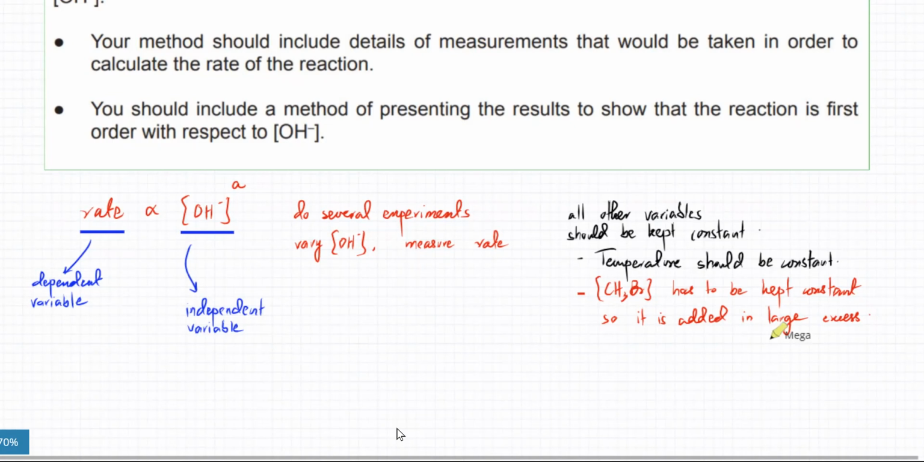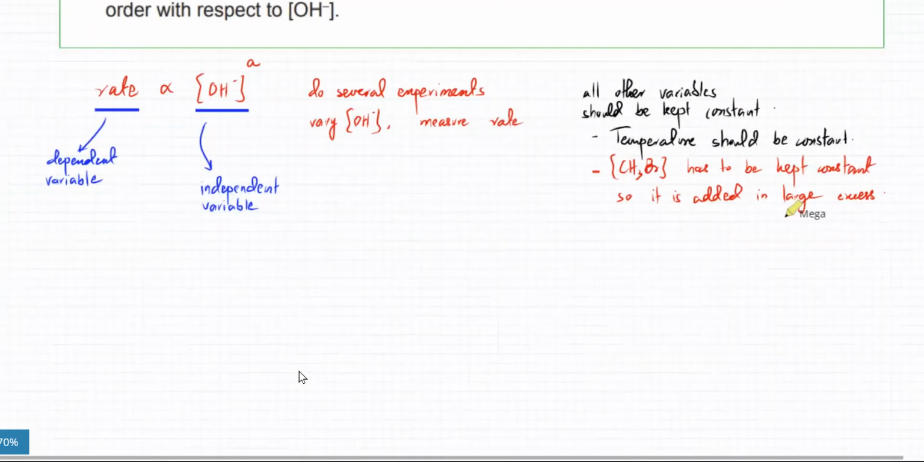So now, remember, you've got two variables. You've got an independent variable, you've got a dependent variable. In all experiments, it's pretty much the same thing. There's an independent variable and there's a dependent variable. And you're going to change this. So the next thing that you're going to do is you're going to vary OH ion concentration. So how are you going to do that? Varying OH ion concentration.